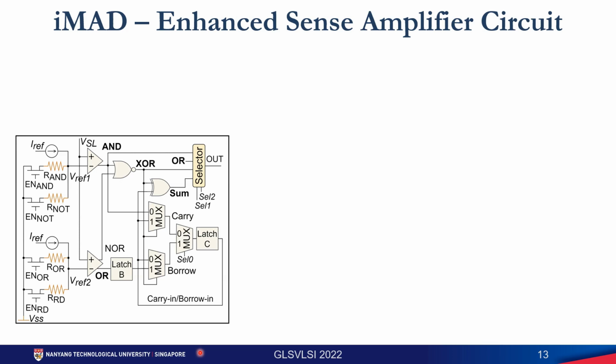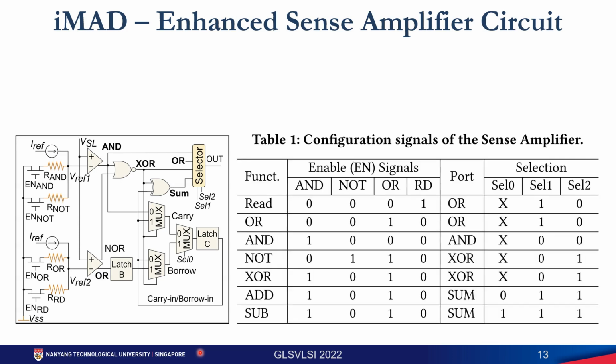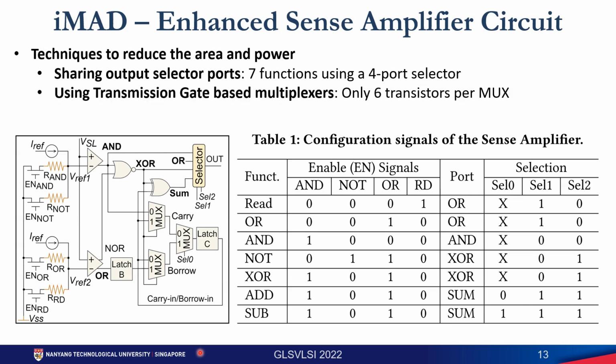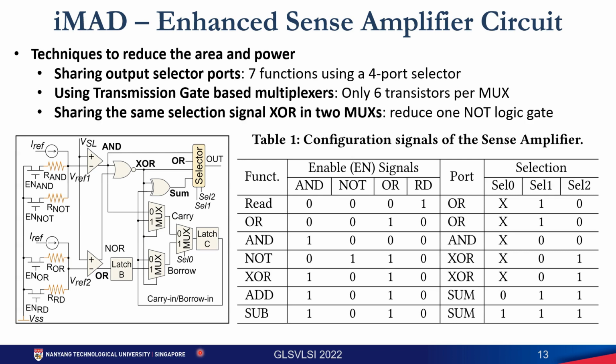This graph shows the details of our sense amplifier. It can conduct 7 functions with the configurations in this table. With only 4 output selector ports, we can reduce the size of the selector. As the carry and borrow are only used in the next cycle, slower carry and borrow generation is acceptable. So we use transmission gate-based multiplexers, which have fewer transistors than other multiplexers. Also, the carry and borrow share the same selector signal XOR, so that we can reduce one-off logic inside the multiplexers.